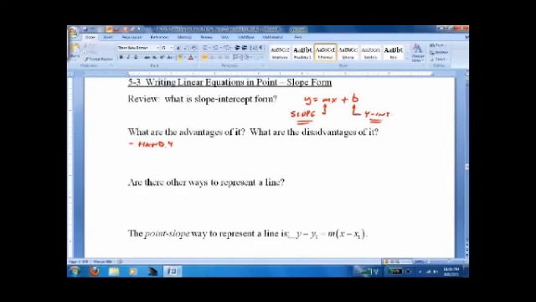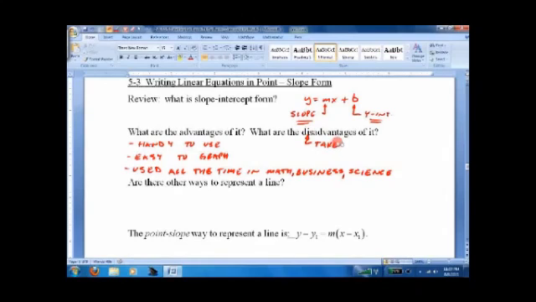It's got several advantages. It's handy to use, it's easy to graph, and it's used all the time in math, business, science. The only disadvantage of it is it can be a bit clunky to set up. It takes time to set it up.